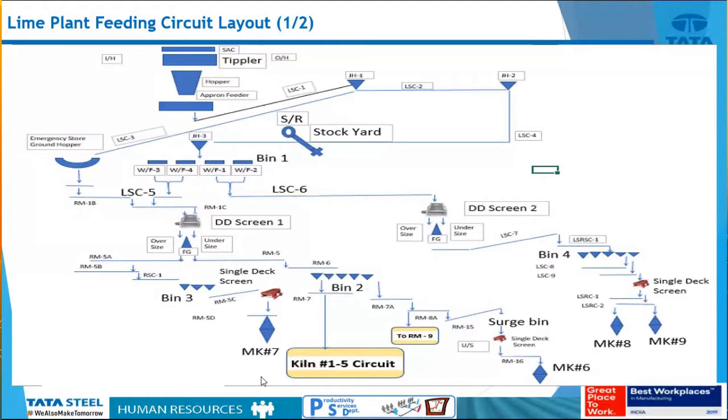WF1, 2 are connected to LSC6. LSC5 is connected to double deck screen 1, and LSC6 is connected to double deck screen 2. Again, double deck screen 1 material goes to bin number 3 and bin number 2, and from double deck screen 2 material goes to bin 4. Bin 3 is connected to number 7 kiln, and bin 2 is connected to number 1 to 6 kilns, and bin 4 is connected to number 8 and 9 kilns.